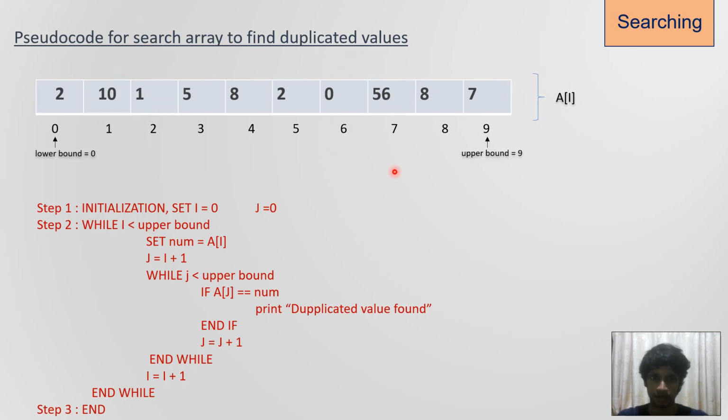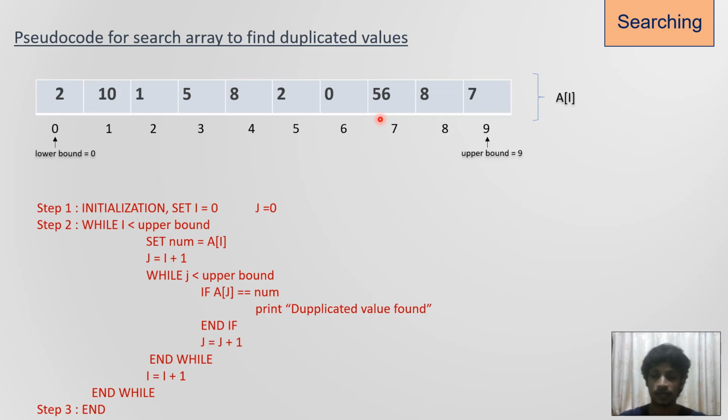This is a very useful method when it comes to arrays. Sometimes we need to find out whether our array has duplicate values or not. In order to do that, we can perform this procedure and find whether our array contains duplicate values.